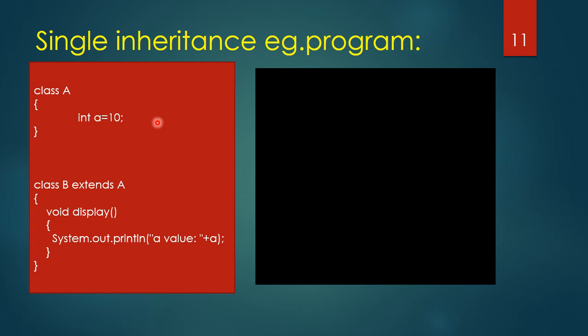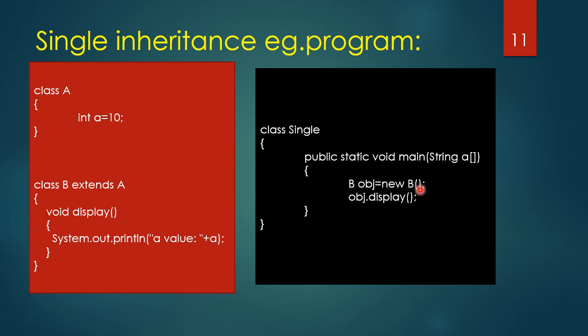In this example the most derived class is class B, so we create the object of class B in the main method. B obj equals new B, where obj is the object name, and then object name dot display. Then this display method will be called and we get the output here. So this is single inheritance, where we have one superclass and one subclass.